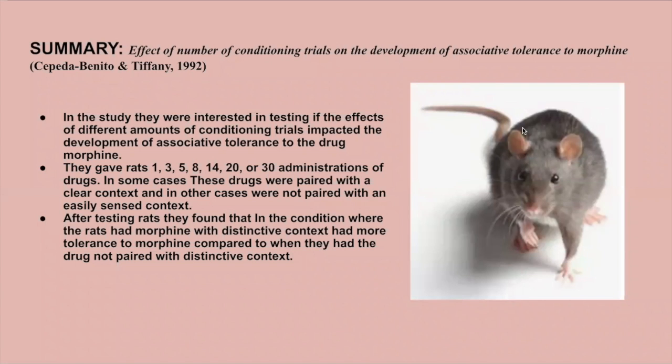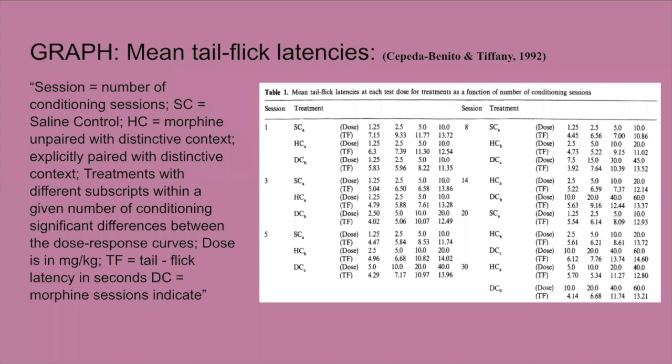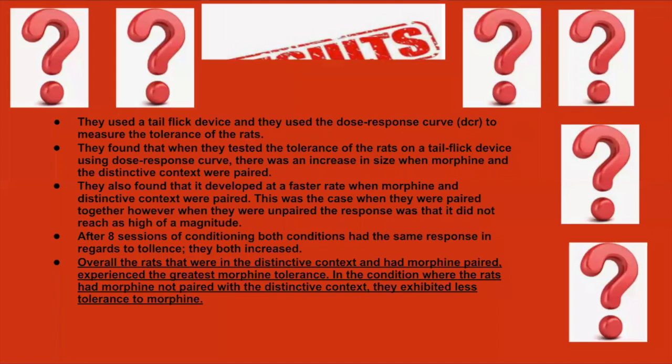In this study, they were interested in testing how different amounts of conditioning trials impact the development of associative tolerance to drugs, and they gave the rats different administrations of the drugs. They used a tail flick device. They did about 3 consecutive trials while the location of the light varied. For the tolerance development phase, there were 3 conditions. The first condition was a distinctive context, the second condition was the home cage, and the last condition was the saline control. And so here are different graphs of the different treatment groups and the condition groups.